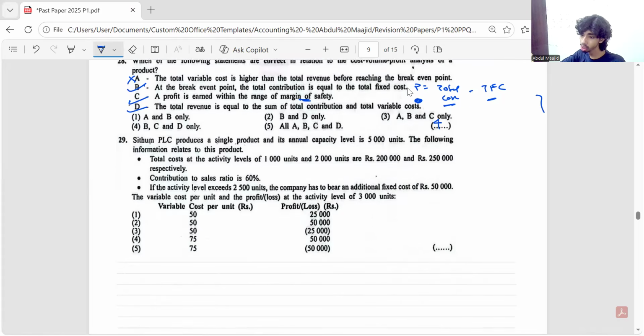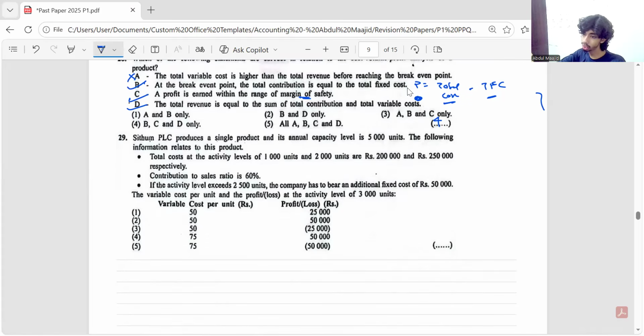29. Situm PLC produces a single product and its annual capacity level is 5,000 units. The following information relates to this product. The total cost at the activity level of 1,000 units and 2,000 units are 200,000 and 250,000. At a quantity of 1,000 units, your total cost was 200,000. At the quantity of 2,000 units, your total cost was 250,000.